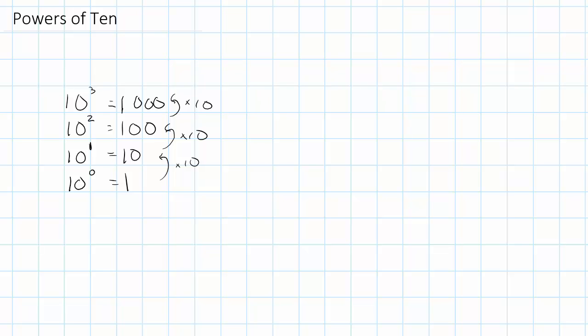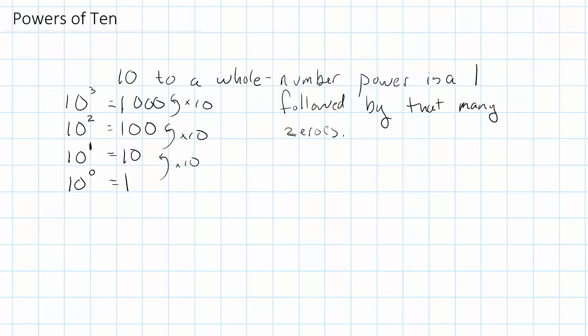Right? In general, 10 to any whole number power is a 1 followed by that many zeros. So for example, we can assume that 10 to the 5th will be a 1 followed by 5 zeros, which is 100,000. Now going the other way, there are several ways we can think about this.